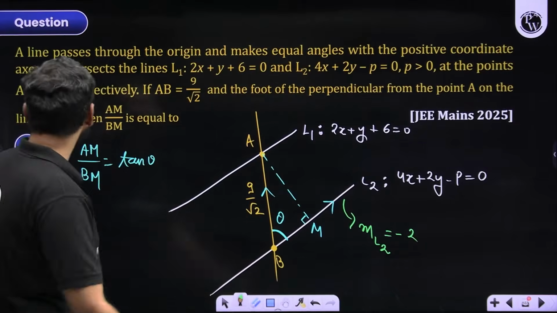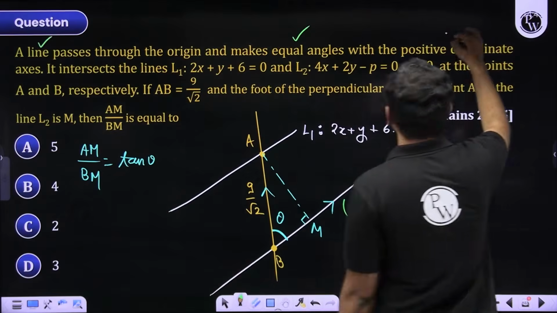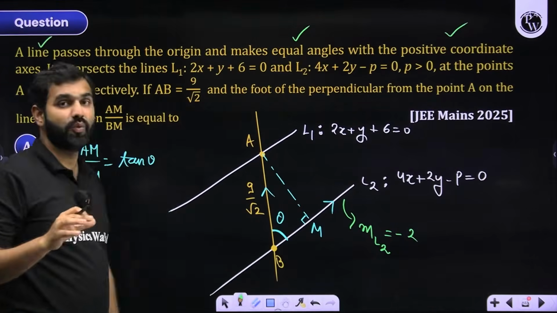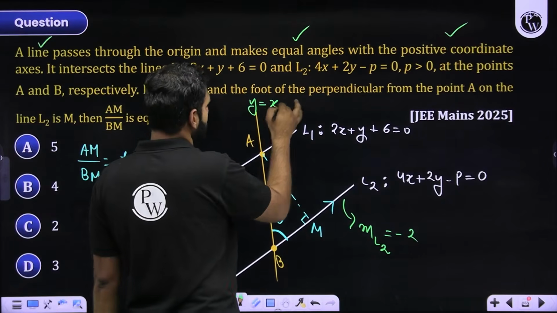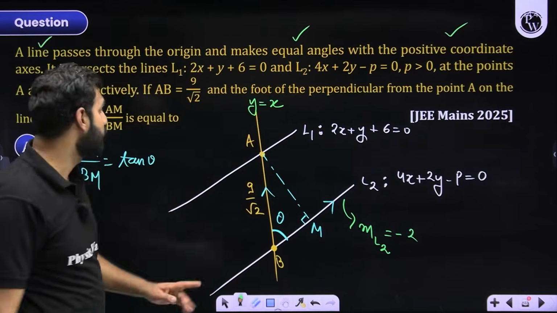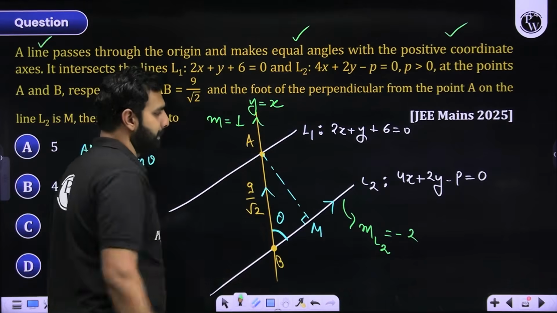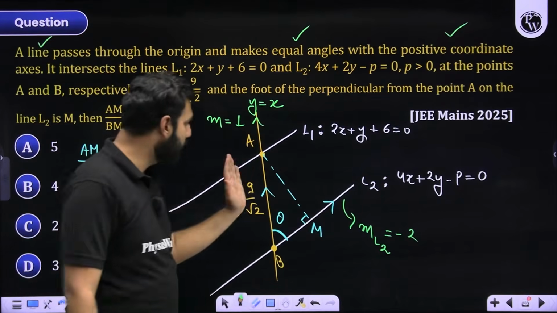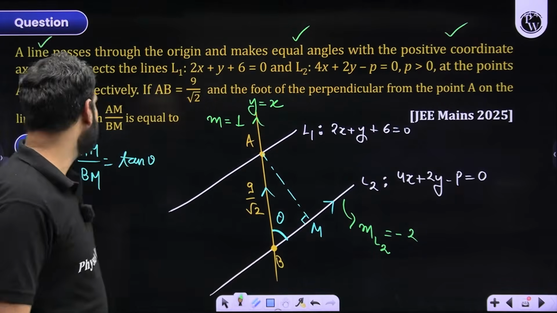Yes. This line passes through the origin and it makes equal angles with the positive coordinate axes. Do you not think that this line can be taken as y equals x? This line is basically y equals x, which means its slope is going to be 1. So I know the slope of this line, I know the slope of this line, and by knowing the slopes of these lines, can I find the angle between these lines? I think that will be the answer to this question.